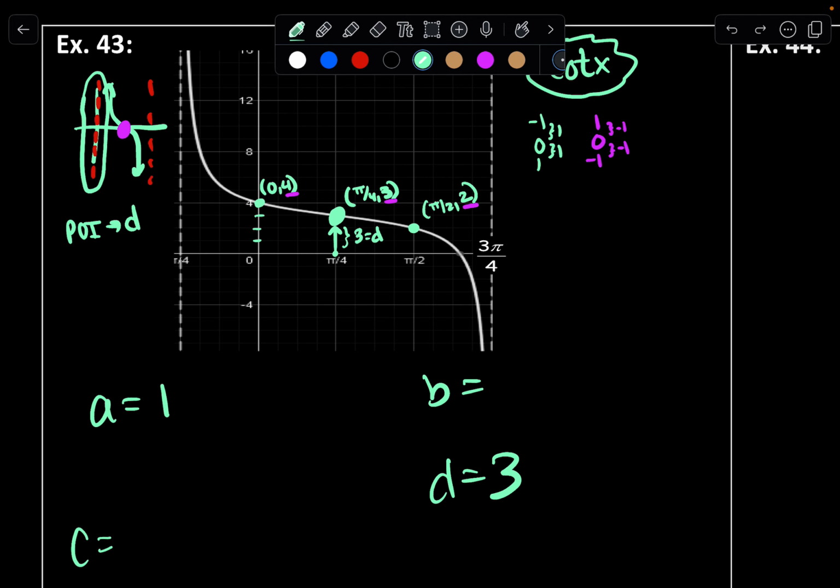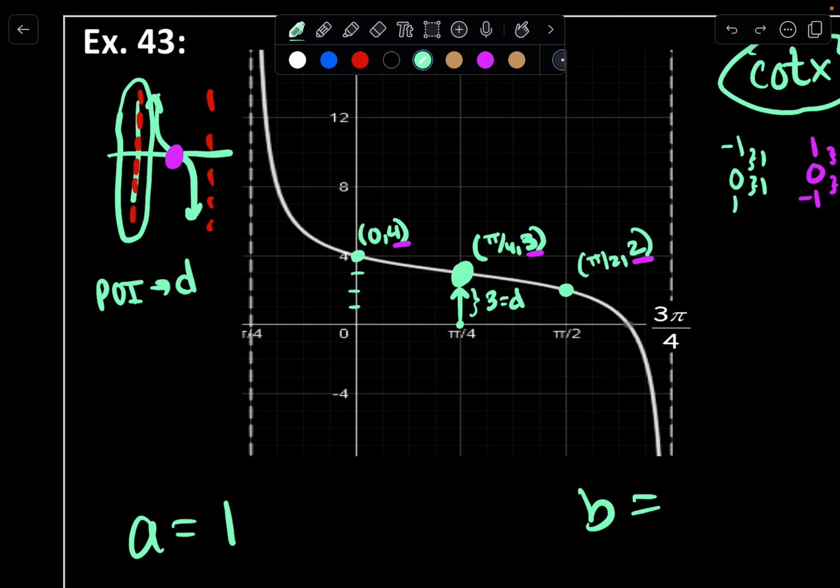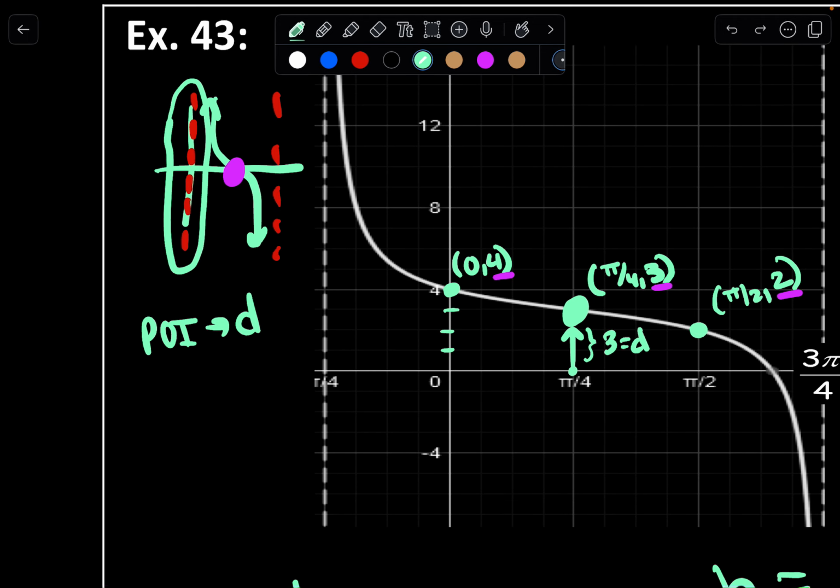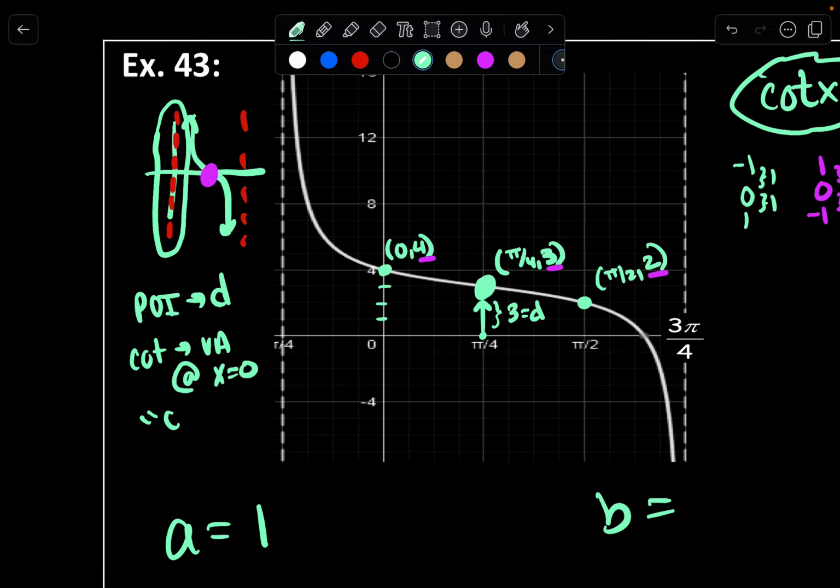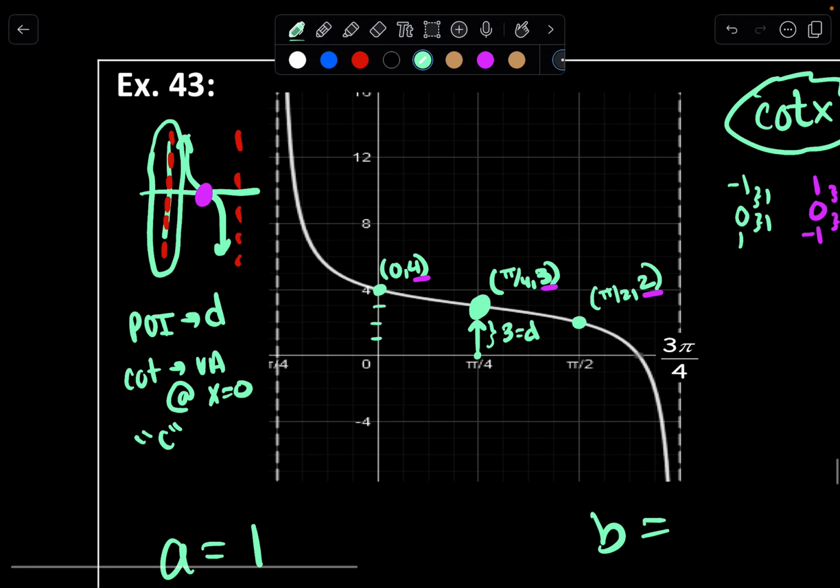Okay, let's look at the C value. So this is where it's different than tangent. For cotangent, you need to look for that vertical asymptote at x equals 0. That's going to be what you use for your C value. So I see that there's no vertical asymptote on the y-axis, but there is one over here in this direction, okay? So this vertical asymptote is at pi over 4.